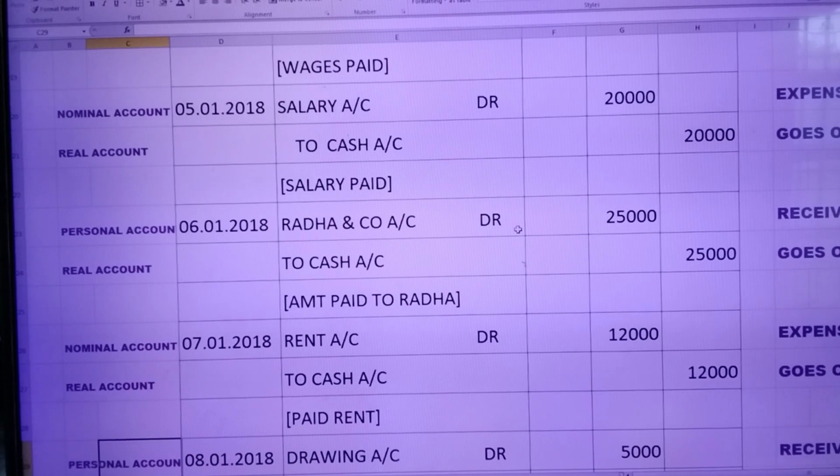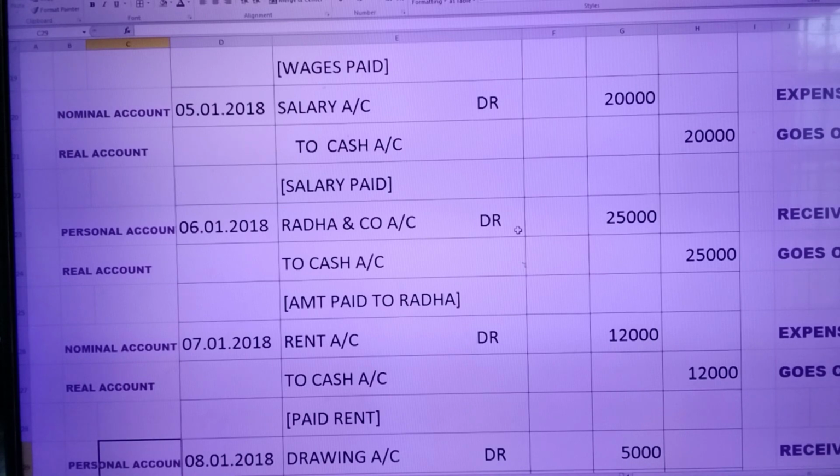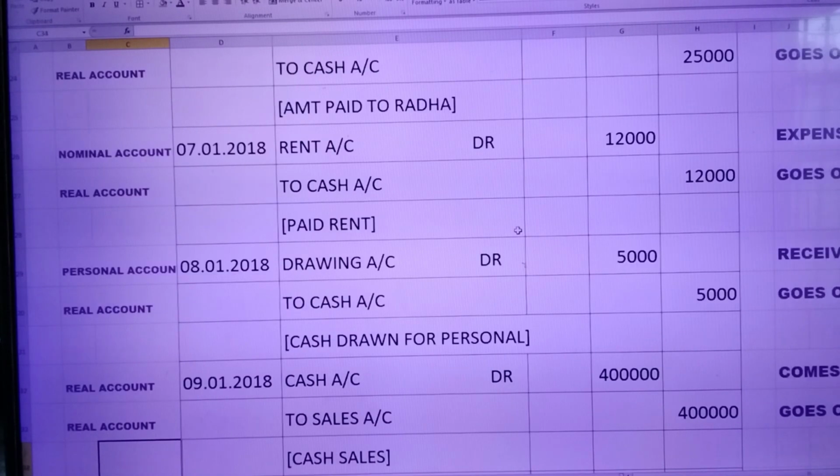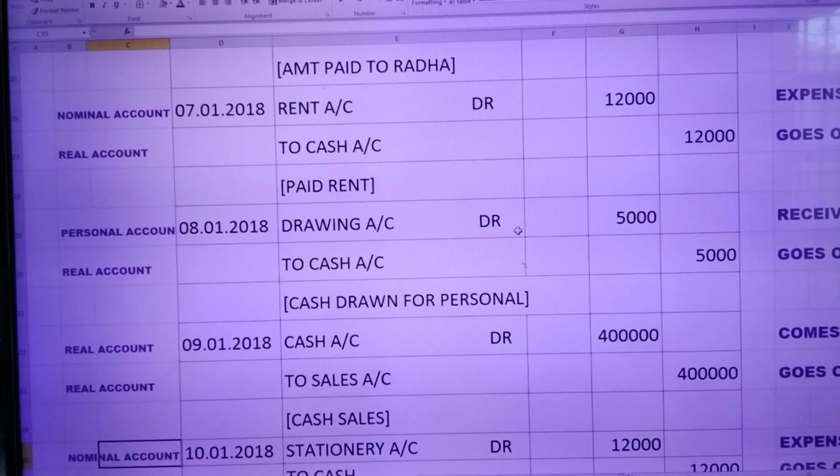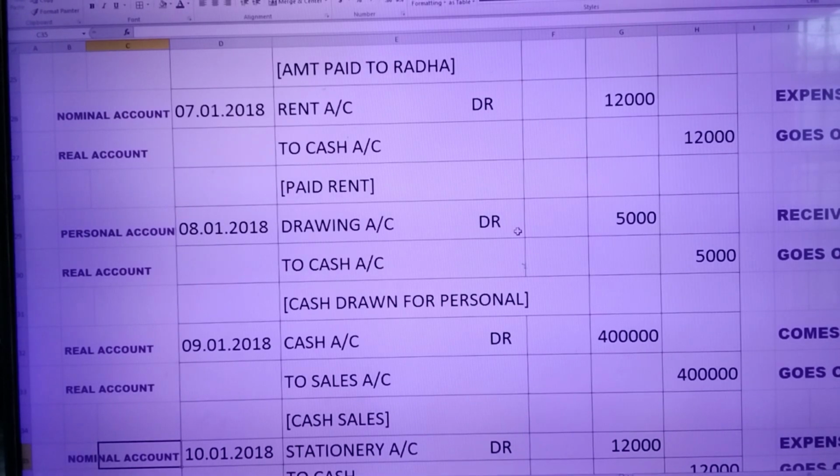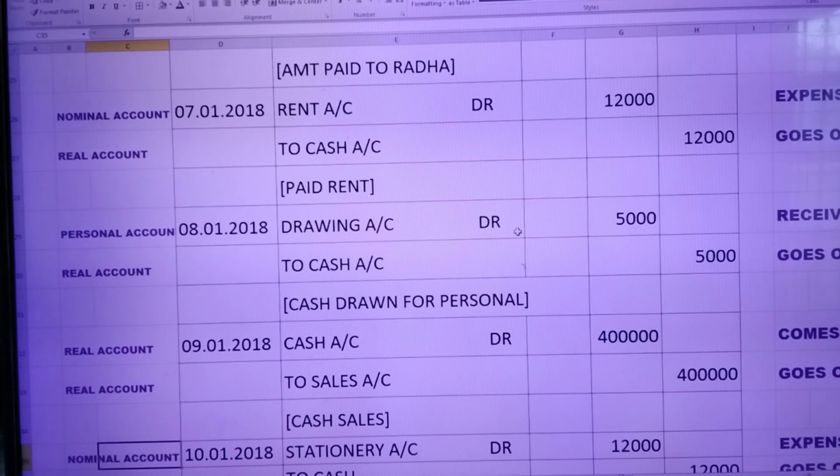Okay? Fine. Up to this, are you able to understand, students? Now, successfully how many transactions are over? Six transactions are over. Only four transactions are left. Now we are going for the seventh transaction of which company? You have to tell. You don't know which company? In the books of Ramesh and Co. That is very important.